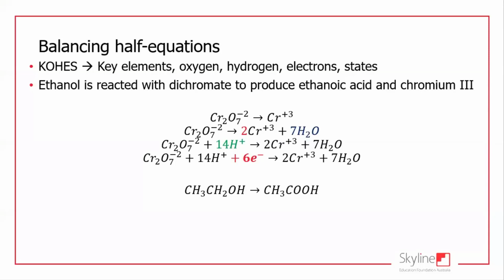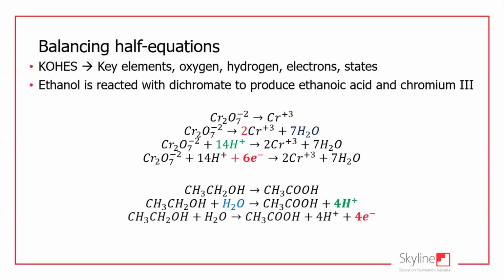Next up is our ethanol becoming ethanoic acid. Straight away, to look at it, we have 2 carbons on both sides, so we don't need to balance carbons. We have 6 hydrogens on the left and 4 on the right, and 1 oxygen on the left and 2 on the right. So what are we going to do? We're going to add 1 oxygen to the left, so H2O. Issue here now is we've got 8 hydrogens on the left and only 4 on the right. Therefore, we're going to add 4 hydrogens on the right. So ethanol plus H2O becomes ethanoic acid plus 4 hydrogen ions, 4 protons.